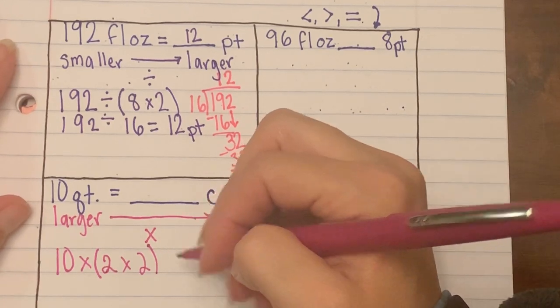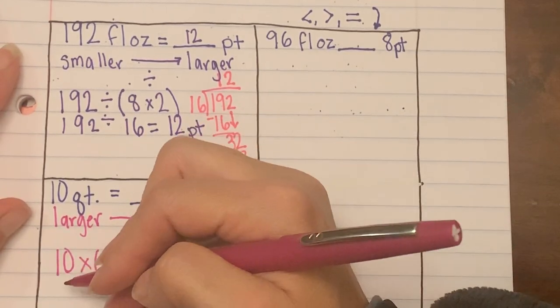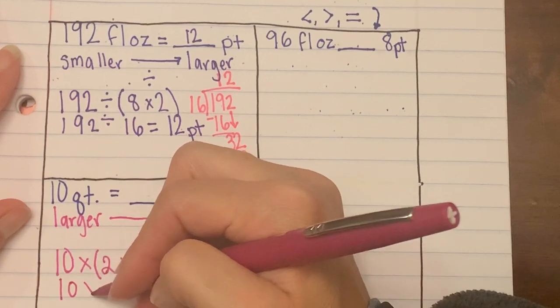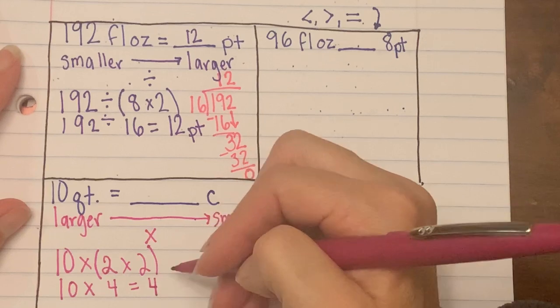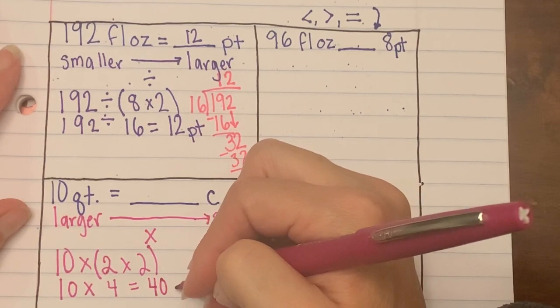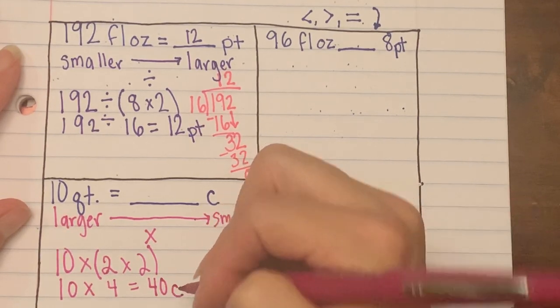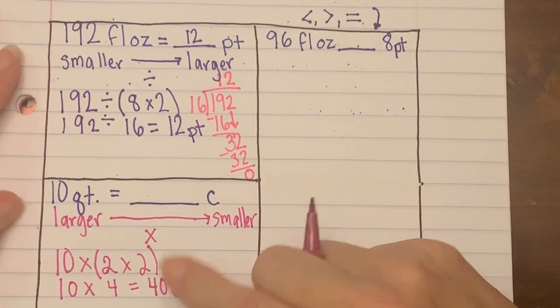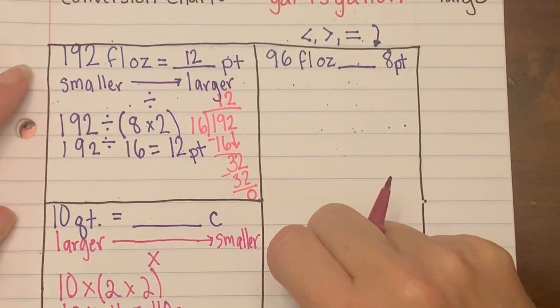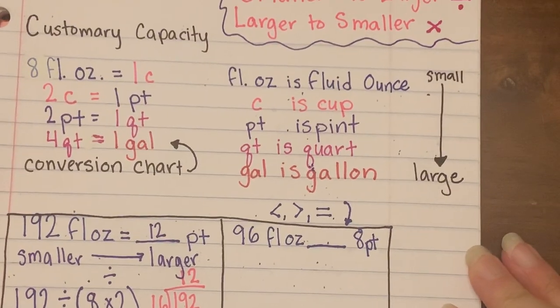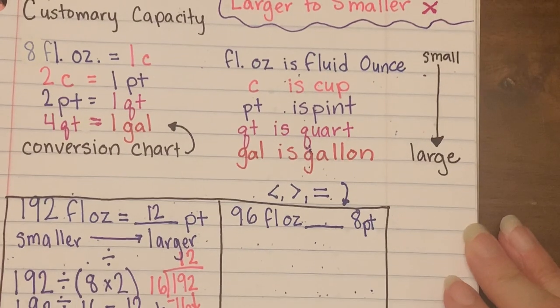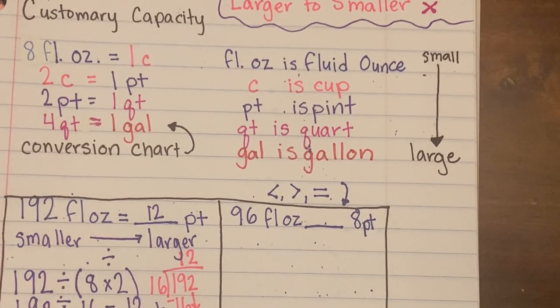Okay. And I'm pretty sure we can kind of look at this and determine what it's going to be. So we have 10 times 4. And that is going to equal 40 cups. Okay. 40 cups will equal 10 quarts. Now we're going to do our last problem. And I should be able to pull it up a little bit. Our last problem is going to be one of those compare, is it greater than, is it less than, is it equal to, that type of problem.